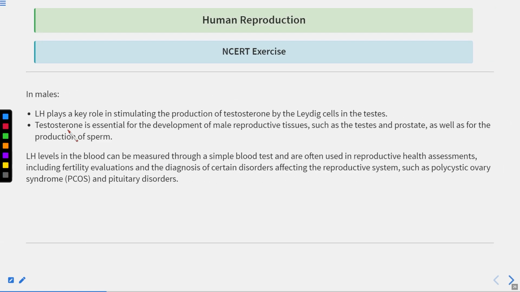This is clear? Now, what happens in the males? LH plays a key role in stimulating the production of testosterone. What is the role of the LH in the males? It helps in the production of testosterone by the Leydig cells. We have already discussed Leydig cells when we were studying the male reproductive system. These Leydig cells, also known as the interstitial cells, are involved in the secretion of testosterone, and this testosterone released from the Leydig cell is stimulated by the LH, luteinizing hormone, which is secreted from the pituitary gland.